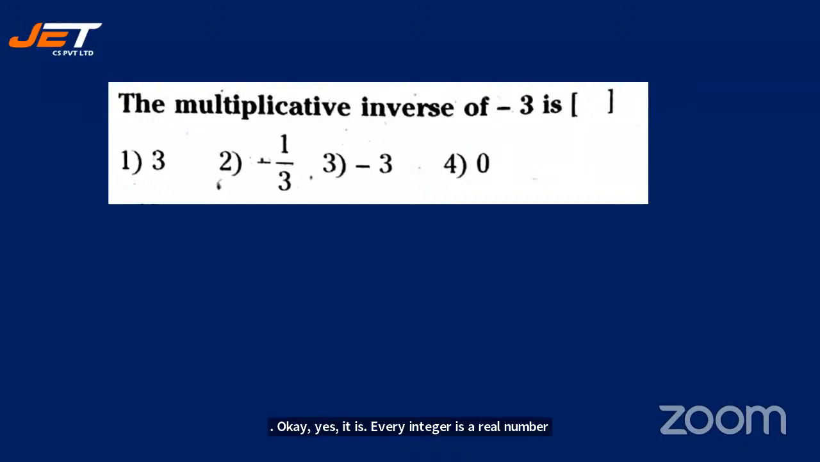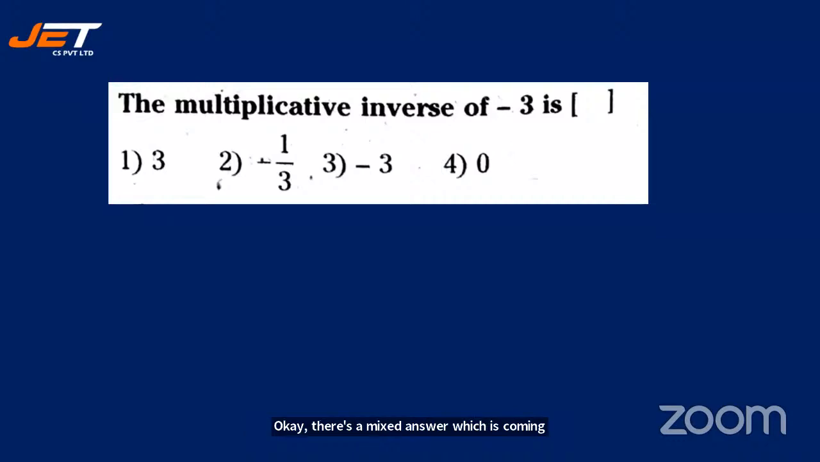The multiplicative inverse of -3 is dash. They're asking you multiplicative, not additive, so don't get confused between these two terms. The multiplicative inverse of -3 is dash. Is it 3? Is it -1/3? Is it -3? Or is it 0? Quickly give me your answers in the chat box. Let me see how many are giving me the right answer. Okay, there's a mixed answer coming.